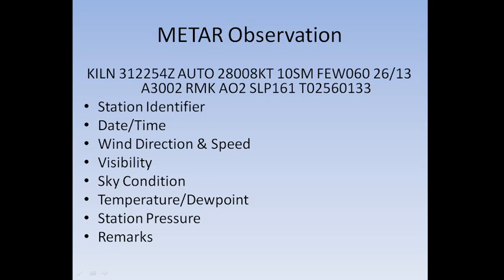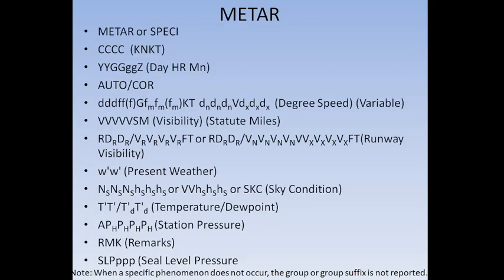Which we'll pull up a surface map and we'll show how these METARs are plotted on a surface map for each station. So you have the station identifier, date and time, wind direction and speed, visibility, sky condition, temperature, dew point, station pressure, and your remarks. This is the code for a METAR. So you can run a METAR.